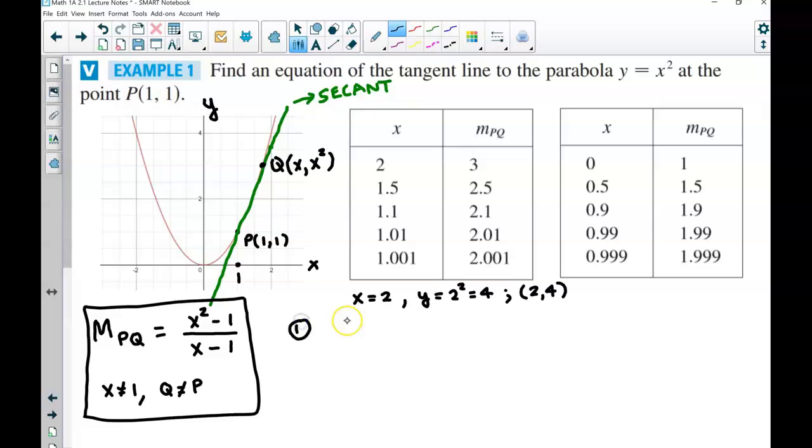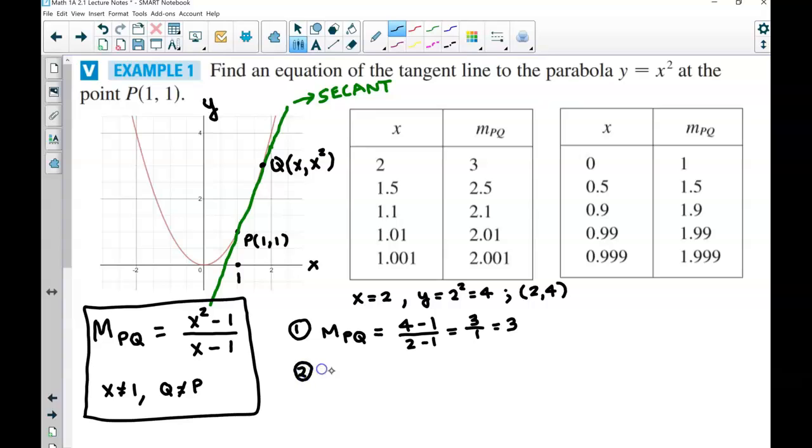So for the first one, we want to find the slope when we pick 4 to be y2 and 2 to be x2. We end up with 4 minus 1 over 2 minus 1, which gives us 3 over 1, which is equal to 3. As you can see, when the value of x is 2, we determined that the slope equals 3.